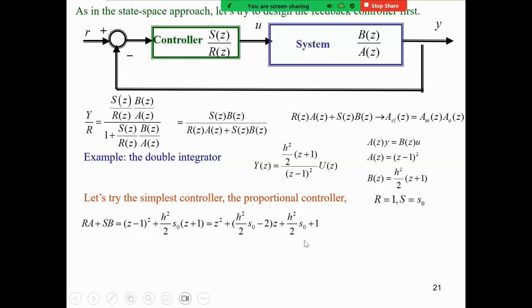Then reorganize. We have a quadratic, or second order polynomial, where those two coefficients depend upon the parameter S naught. If we compare it with the desired closed loop, say a second order polynomial, then we have to match those two coefficients. But we have one design parameter. Can we match them? Can we design S naught to match P1 and P2? Yes or no?